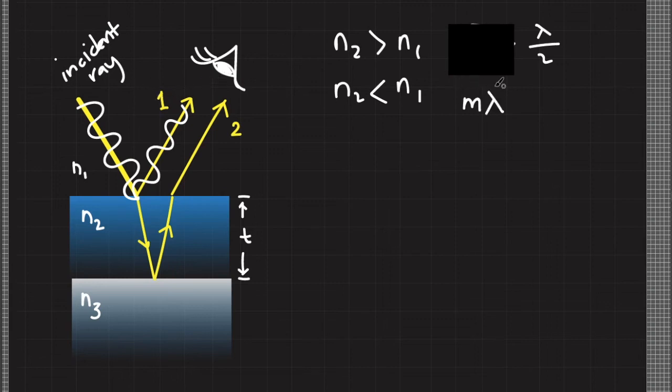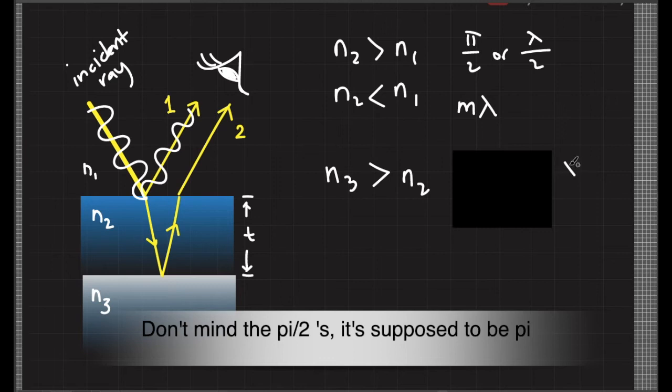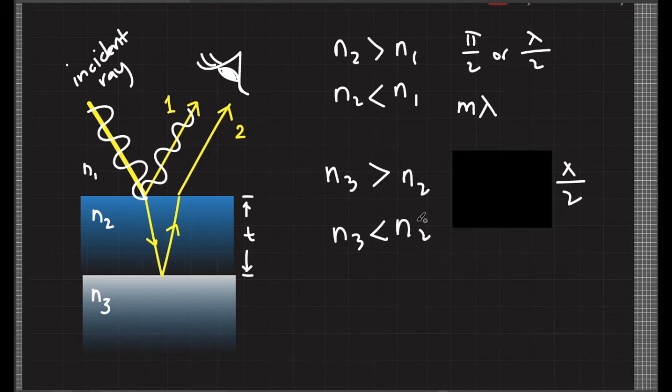In other words, it can have a path difference of multiple integers of lambda. Now, when it comes to the reflected ray number 2, or the second reflected ray, we could also apply this rule wherein if the third medium has a higher refractive index than medium 2, then this reflected ray 2 here will have a path difference of lambda over 2 with respect to the incident ray. Otherwise, it won't have any phase lag or any path difference with respect to the incident ray.